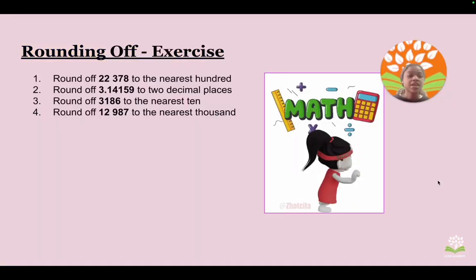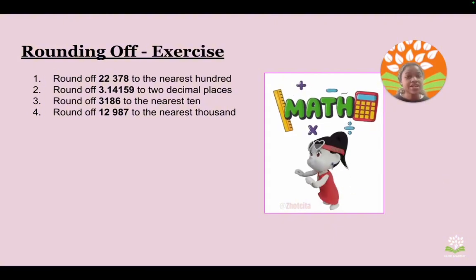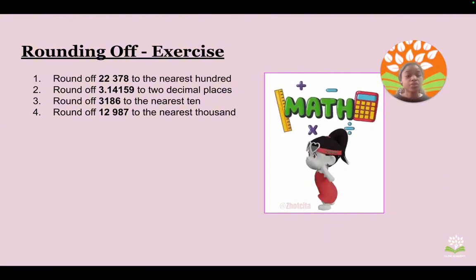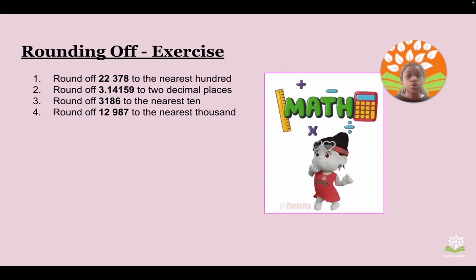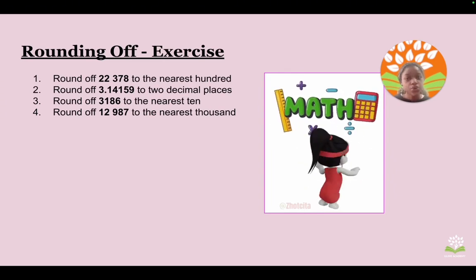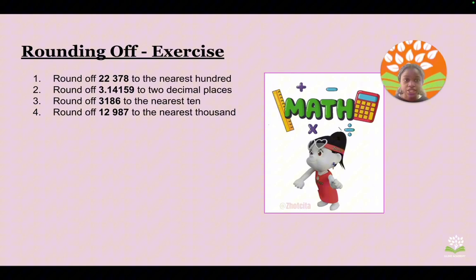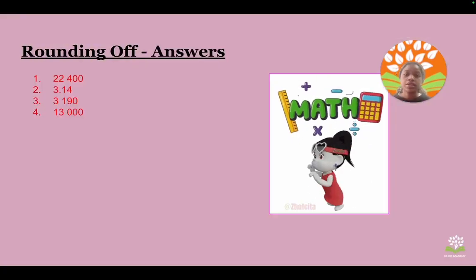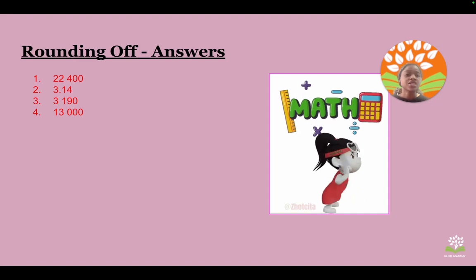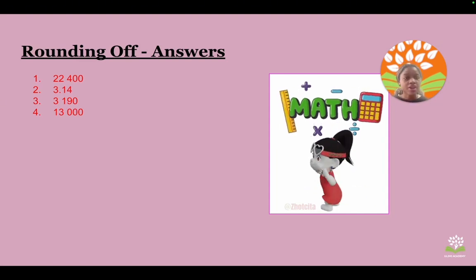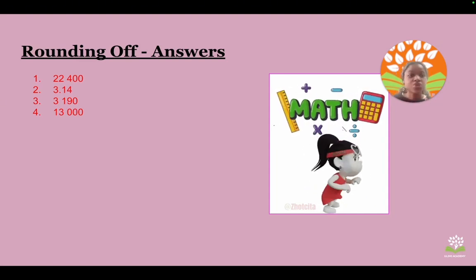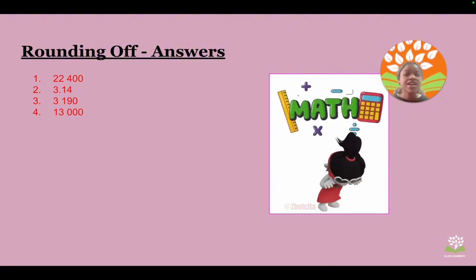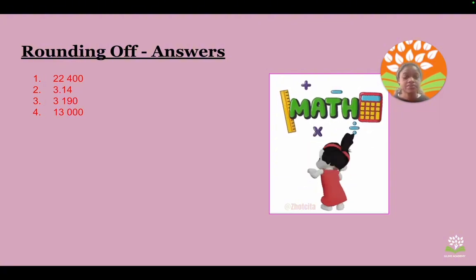All right? Here is a rounding off exercise. You can attempt to do these questions on your own, and once you feel confident and ready, you can resume. So pause the video, attempt these on your own, and then resume, and I will show you the answers. In 3, 2, 1, here are the answers. If you feel confident about how you arrived at the answer, it's okay. But if you're not sure how we got to these answers, let's work it out together.